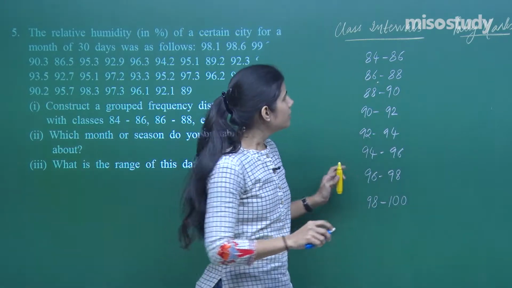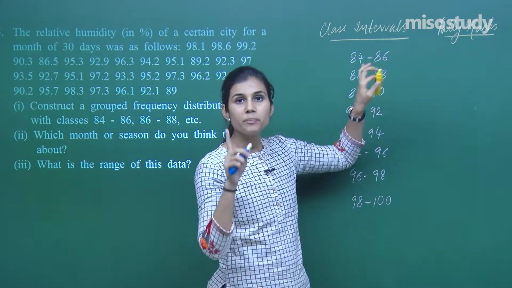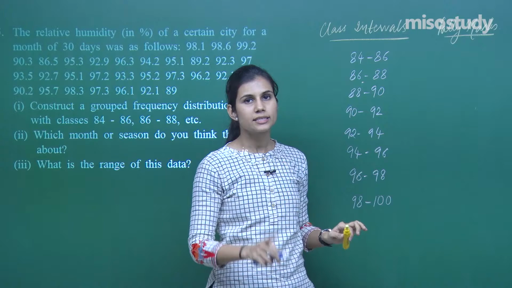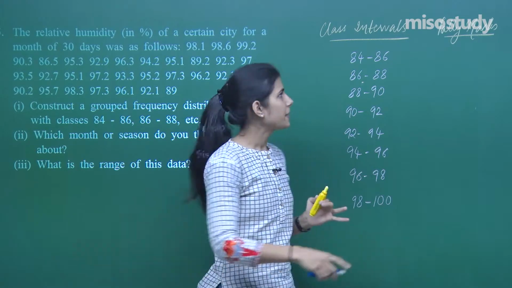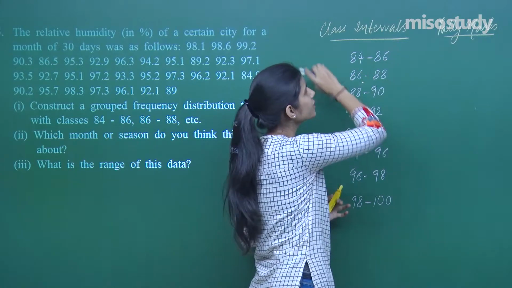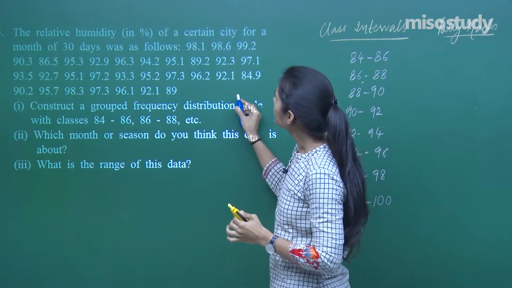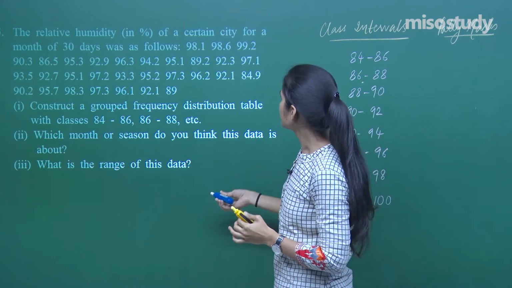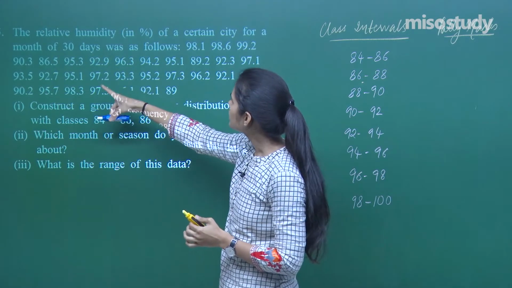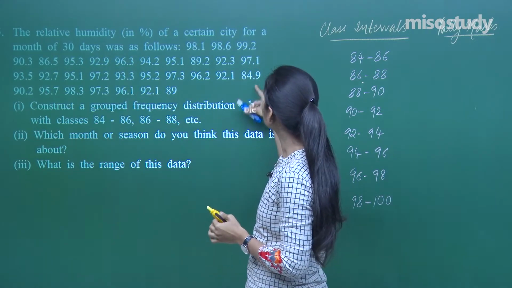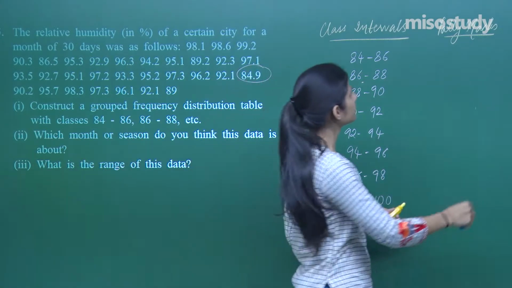Clear? How many values are there between 84 to 86? Please mind it, when I am saying between 84 to 86, I am just talking about 84, 85, not 86. That means anything between 84 and 86, including 84, excluding 86. So here between 84 and 86, this is not there, this is not there, here I have nothing, this is there. And here also I have nothing. So 1.